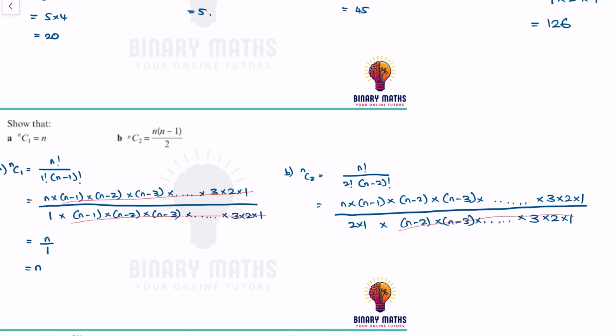N minus 2 onwards cancel out in the top and the bottom. So all I'm left with is n times n minus 1 in the numerator and 2 times 1 at the bottom, which is the same thing as n times n minus 1 over 2, which is what I was trying to show.